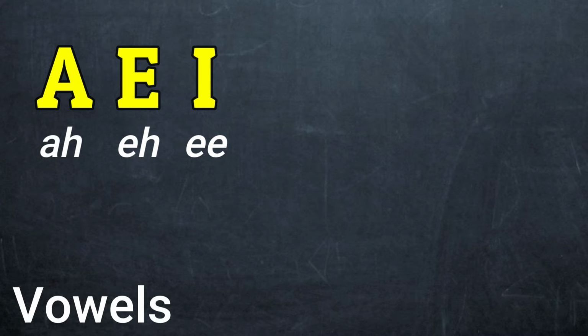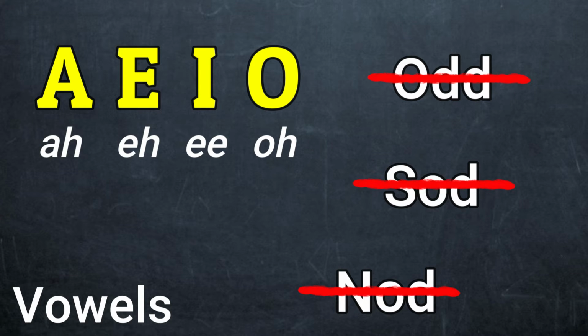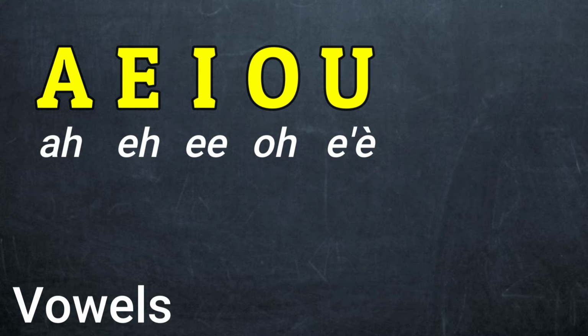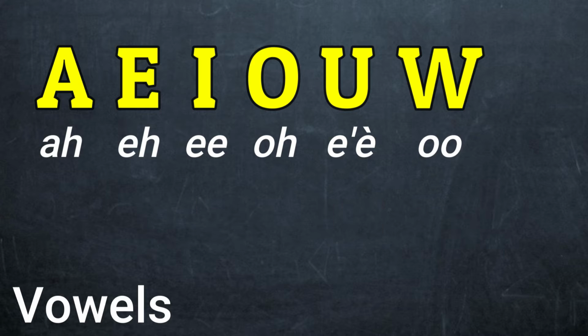E. I is always pronounced "ee", except I'll explain that in this video. O, always like Spanish no. Never like odd or sod or nod, never like that. Then there's a letter which in some dialects, more in the north, is pronounced one way. This letter is called E bedol, and more in the south it's like the letter I there, which is called E dot, the I.